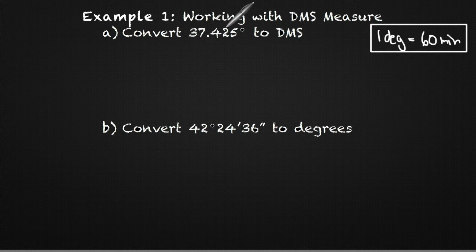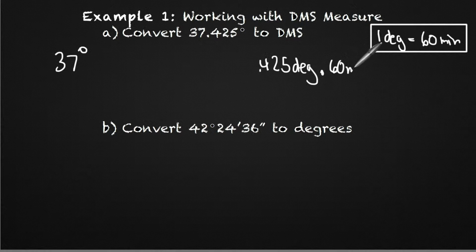We have 37.425 degrees. So we're going to say, okay, 37 degrees. Now we're going to take the 0.425 degrees and we're going to convert that to minutes by using this conversion factor. So it's going to be 60 minutes. And the key is that you want to have the units that are going to cancel, one on the top and one on the bottom, similar to what you did in chemistry. So that way you have degrees on the bottom, degrees on the top, cancel out, and what you're left with after you multiply that on your calculator is going to be minutes.